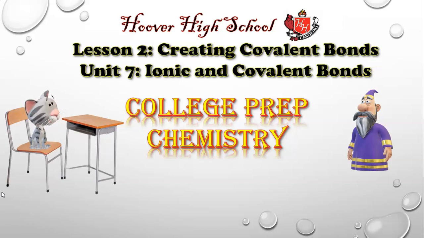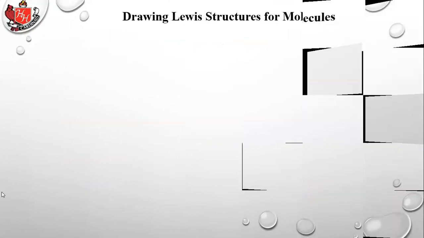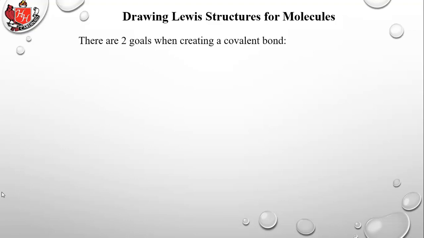Chemistry. So our first lesson in this Unit 7 dealt with net ionic equations, dealing with ionic bonds. Now we're going to cover the subject of how covalent bonds are created. So drawing Lewis dot structures for molecules is going to be the main point in this lesson.